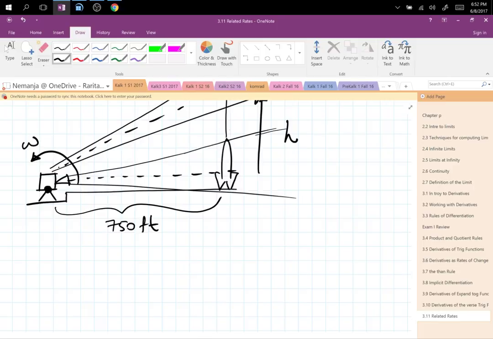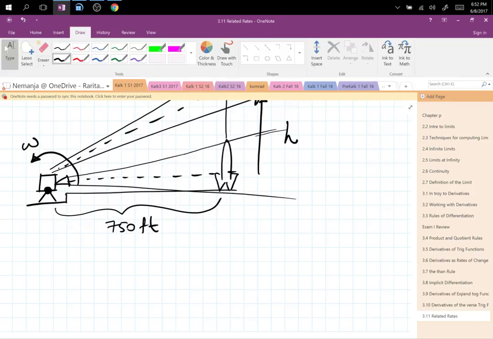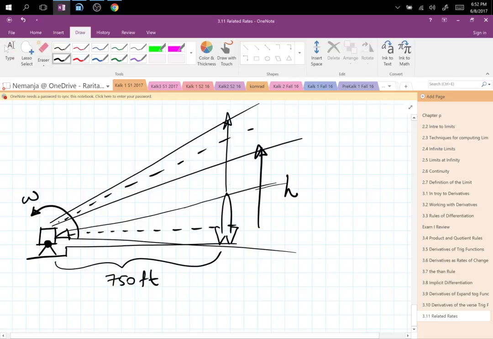So that's the fixed distance. I don't want to call that distance D because you set the camera at a fixed distance and the rocket is going to go straight up. So that distance is fixed. What's changing is clearly the height, which I'll call h. Now, I hope you understand that we are chasing the angle over here, angle theta.